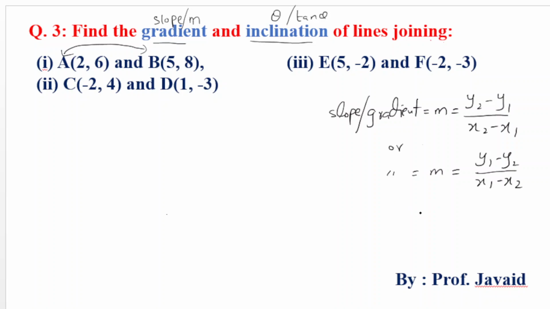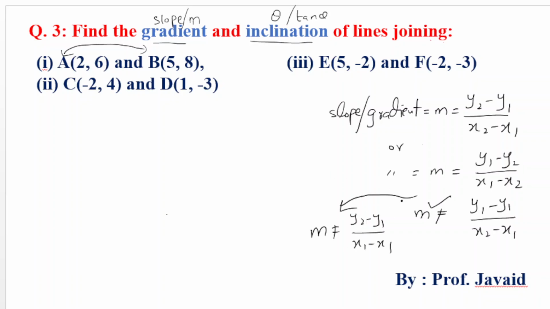You cannot change only one of them, like y1 minus y2 over x2 minus x1. This cannot be the slope, so that will be absolutely wrong. You also cannot write y2 minus y1 over x1 minus x2. In these two ways, you cannot write. In a simple way, you can use this or this, and we will use this most of the time.